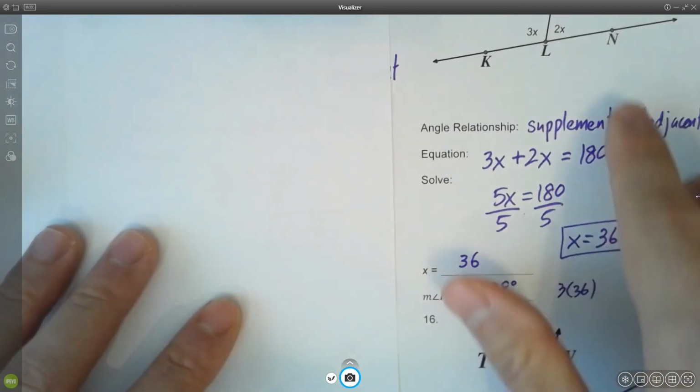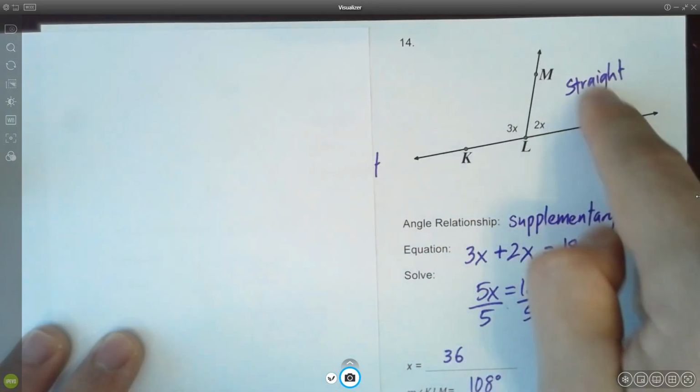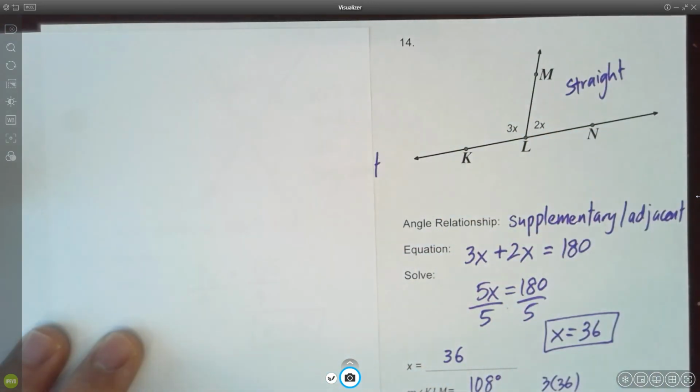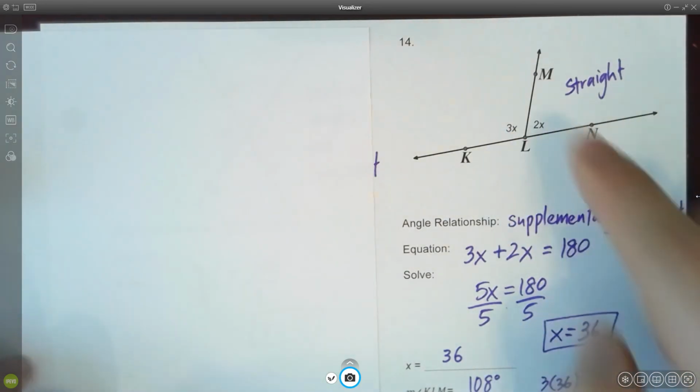For number 14, we have two angles that are right next to each other. We know that they form a straight angle. We also know that straight angles add up to 180 degrees. So 3x plus 2x has to equal 180.